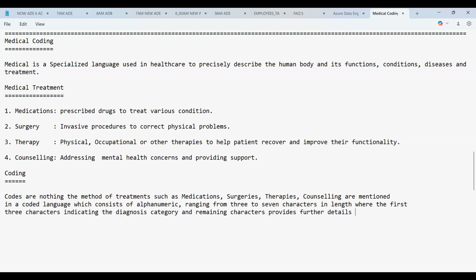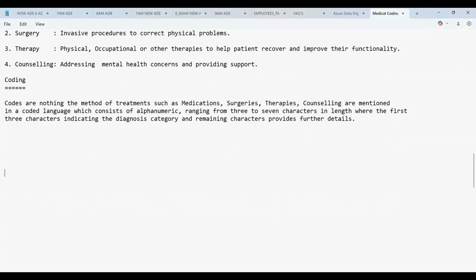And these codings, guys, whatever codes we write here, are written as per the ICD-10-CM standards.